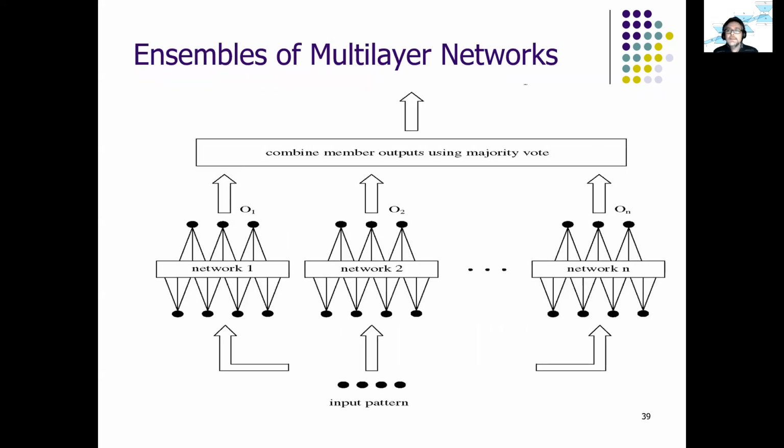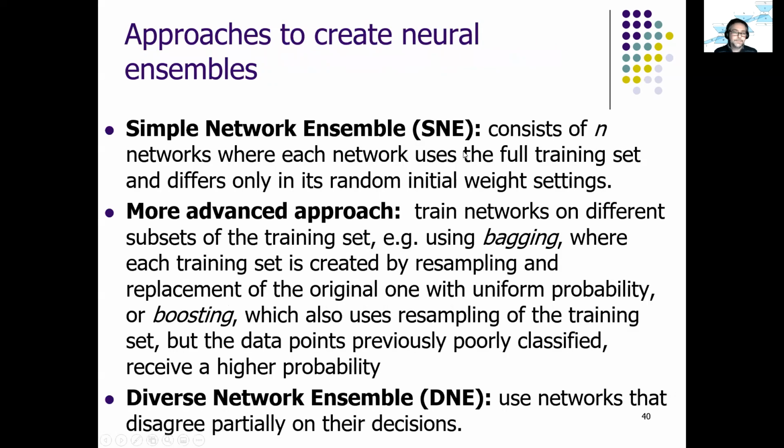So in an ensemble, basically what we have is something like that. We have a set of networks. These are the different members of the ensemble. These are trained in different ways. There are different ideas about how you can train them on input data. And then you calculate the outputs and you combine these outputs to produce the final result.